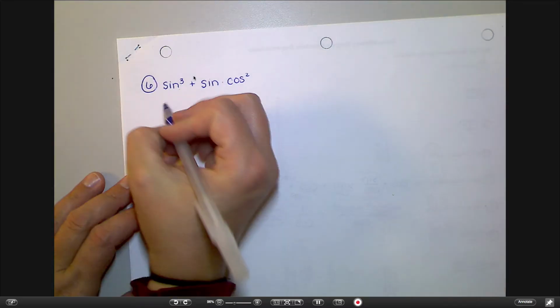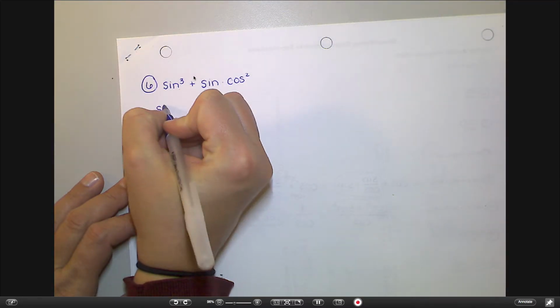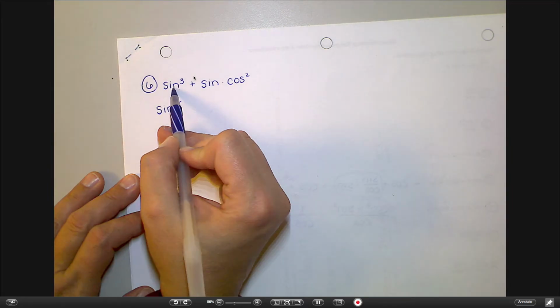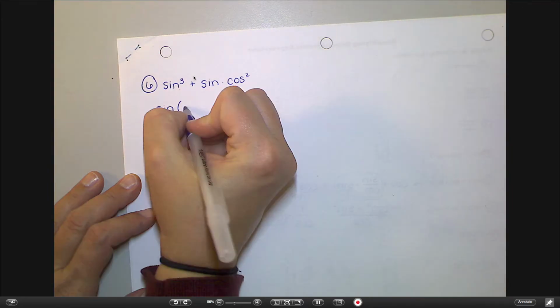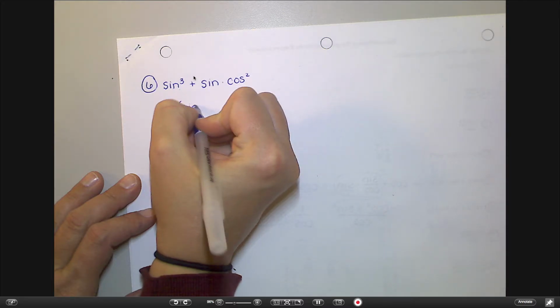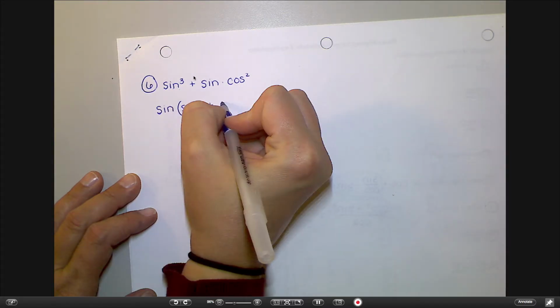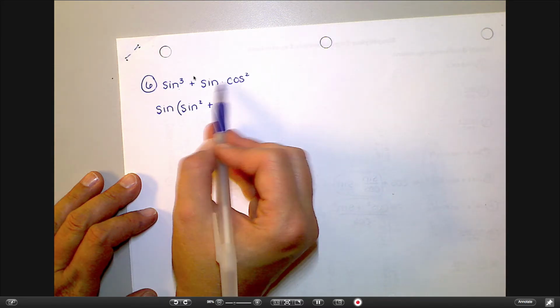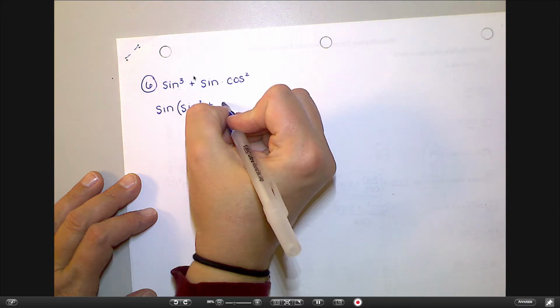This is where I'm doing the reverse of the distributive property. So I'm going to put a sine on the outside of some parentheses. And then what would I be left with here? Sine squared. Good. And then when I take a sine out of this chunk, that sine's gone, so I'll just be left with cosine squared.